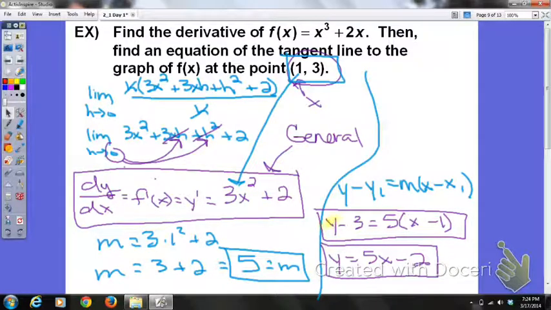So here's the equation to the tangent line of our function at the ordered pair (1, 3). We started by taking the derivative of our original function by finding the limit as h approaches 0 of our difference quotient, which gave us our general form. That then gave us our specific slope of the tangent line at a given point when plugging in our specific x value. And then we were able to use point-slope form in order to find our actual equation for the tangent line.